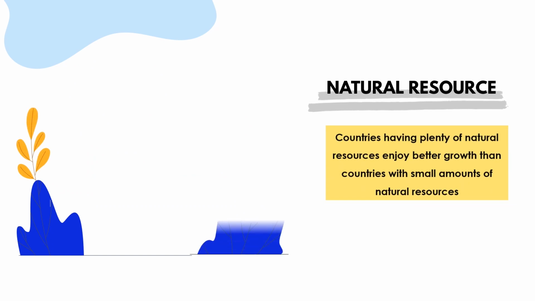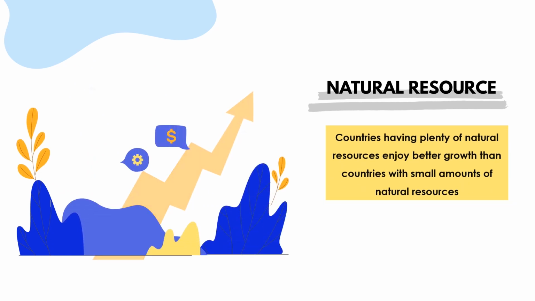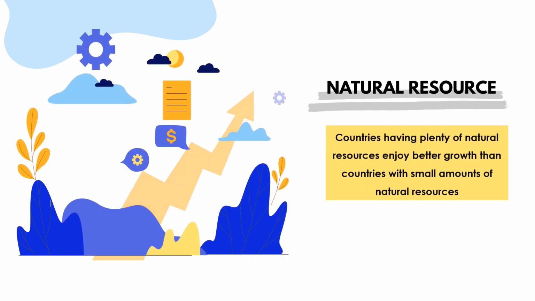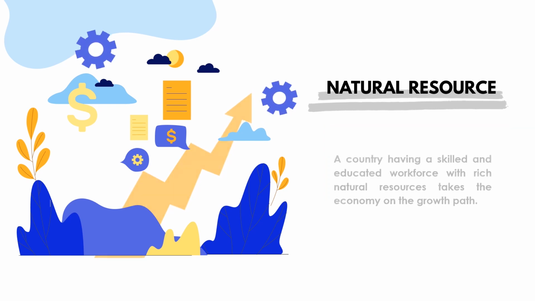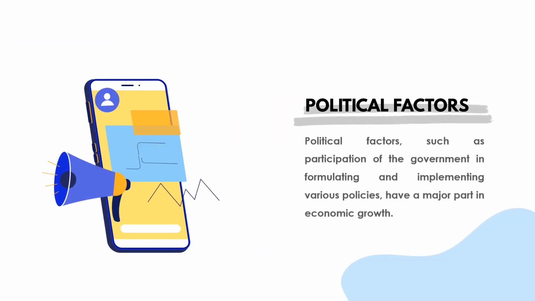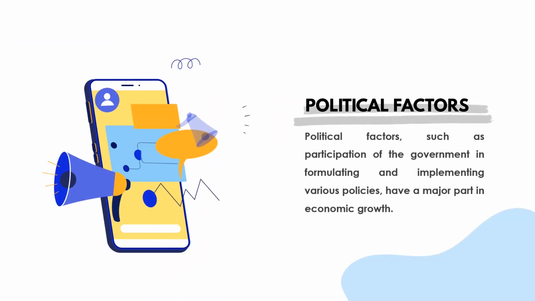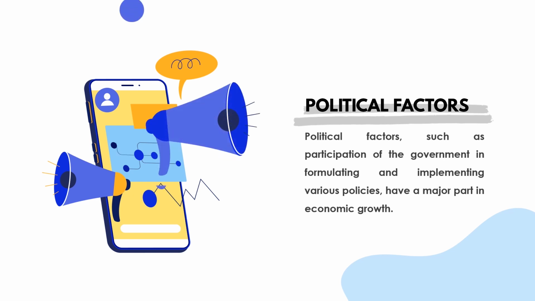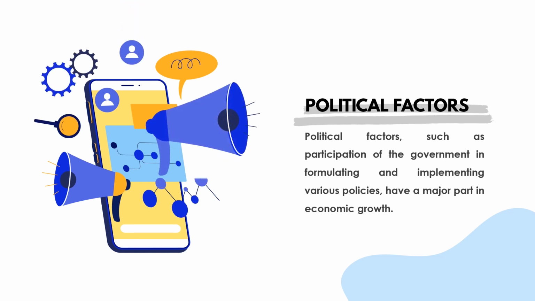Natural resources. Countries having plenty of natural resources enjoy better growth than countries with small amounts of natural resources. The efficient utilization or exploitation of natural resources depends on the skills and abilities of human resources, technology used and availability of funds. A country having a skilled and educated workforce with rich natural resources takes the economy on the growth path. Political factors. Political factors, such as participation of the government in formulating and implementing various policies, have a major part in economic growth.